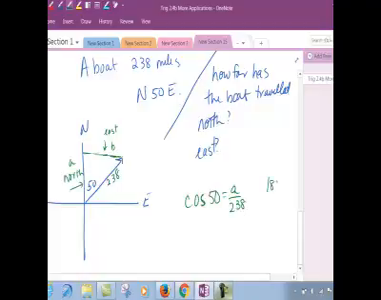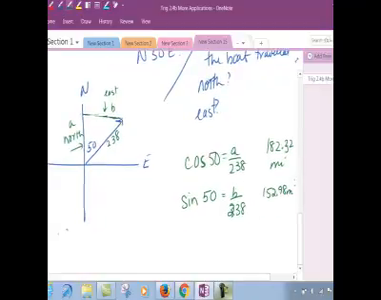So that turns out to be 182.32 miles. And then to solve for B, because B is opposite, the sine of 50 is B over 238. And that turns out to be 152.98 miles.